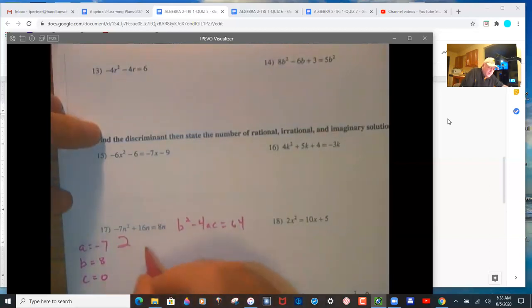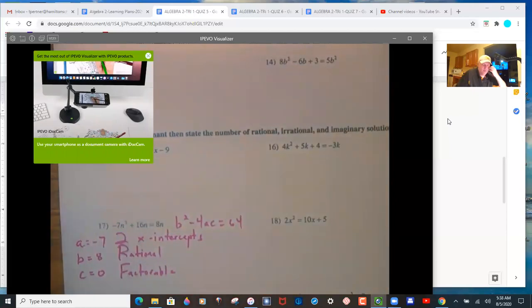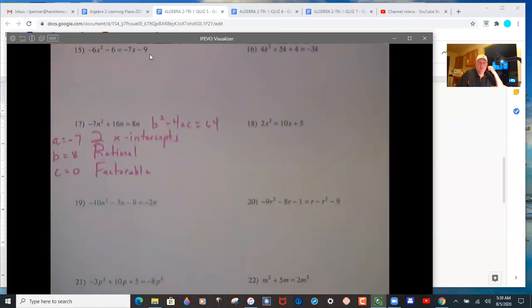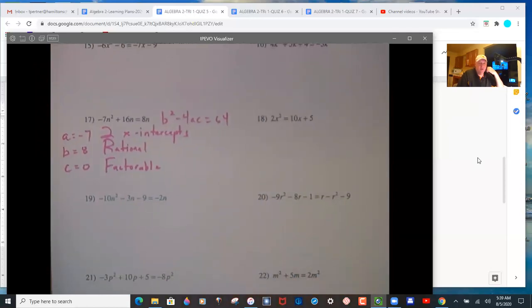So we have two x-intercepts. They are rational, and this is factorable. We don't know what the factors are because we don't know the x-intercepts. But based on that number being a perfect square so that we can square root it, this will work out. And they will be different. I mean, you can factor. I just don't want you to. I want you to analyze this discriminant and come up with the result.